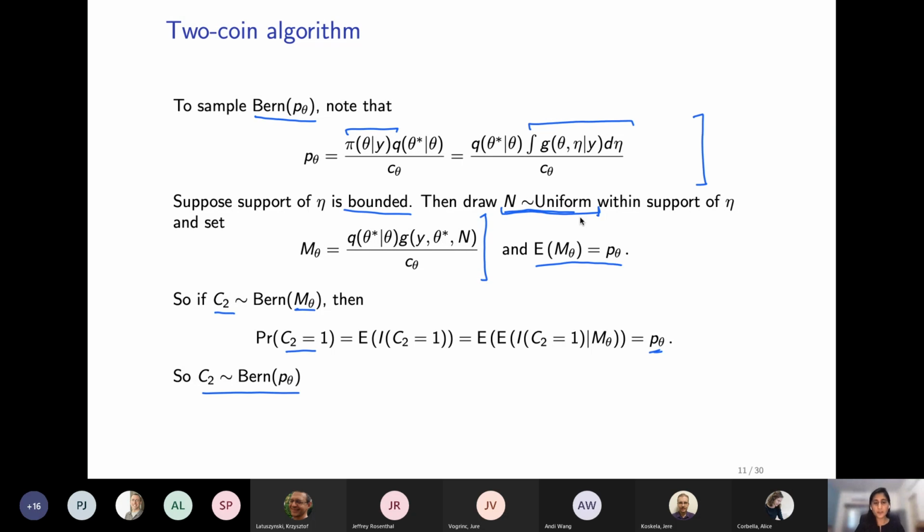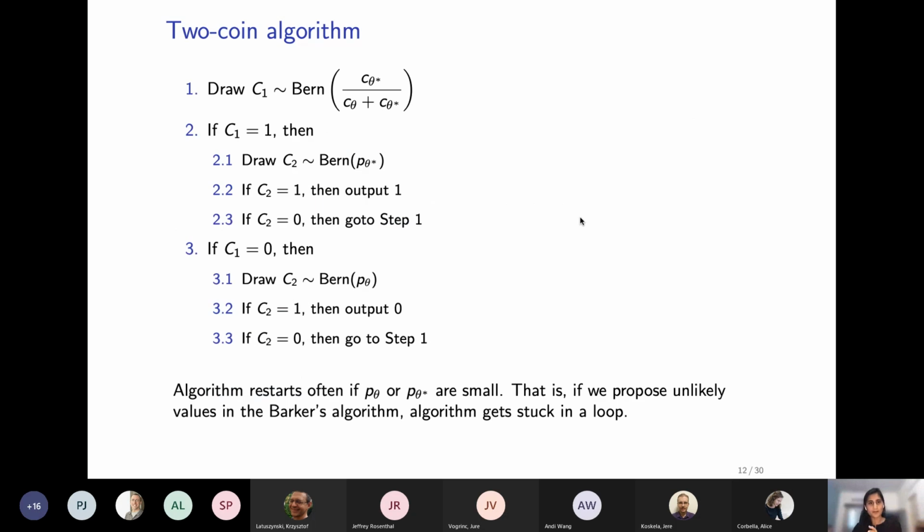Right. So now, hopefully, if your mind is put at ease, I can go back to the algorithm. But I notice that in steps 2.3 and 3.3, the algorithm asks us to go back to step 1, as in, to restart. What I mean by restart is that if p theta or p theta star are small, then I go to 2.3 and 3.3 often, and as soon as I go to this point often, I go back to step 1 and continue this process over and over again.